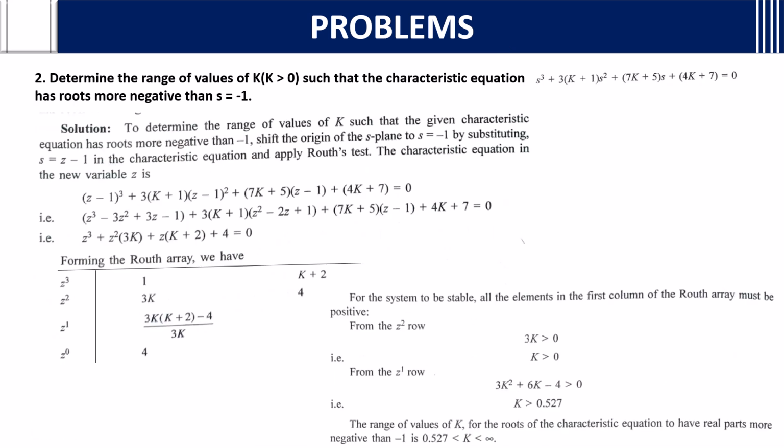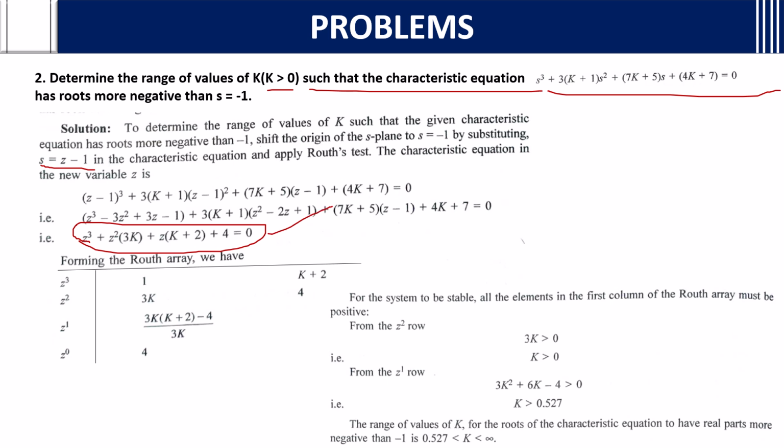Okay. Next question. Determine the range of values of k greater than 0 such that the characteristic equation has roots more negative than S equals -1. In the same way as in the previous one, you should substitute S equals Z minus 1. After simplification, you will get Z cube plus 3k Z square plus (k plus 2) Z plus 4 equals 0. You write this in the form of a root array: Z cube, Z square, Z1 and Z power 0, then the coefficients 1, 3k, k plus 2 and 4.